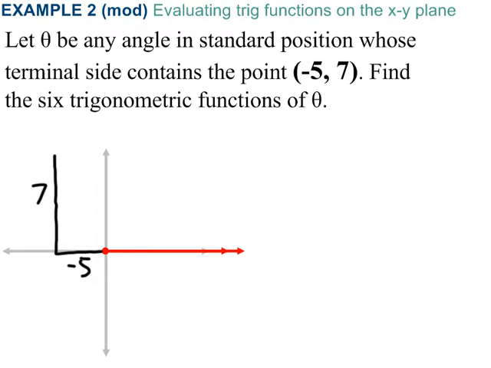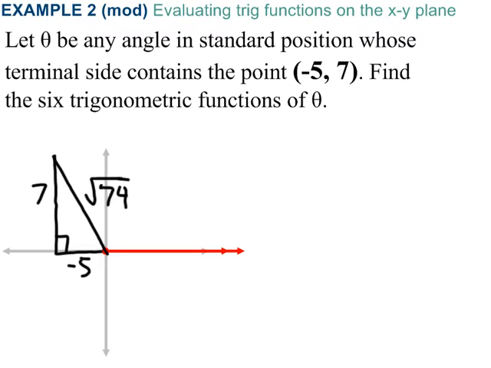And I'm going to draw a hypotenuse here. Now, as far as the length of the hypotenuse, I hope it's clear that the Pythagorean theorem is going to be the key to finding that length. So square root of 7 squared plus -5 squared would give us, let's see, 74, square root of 74.